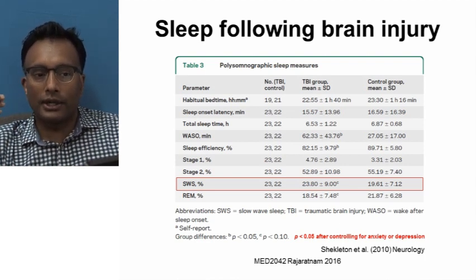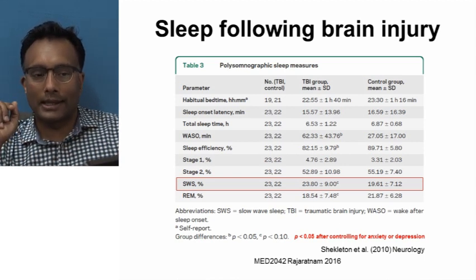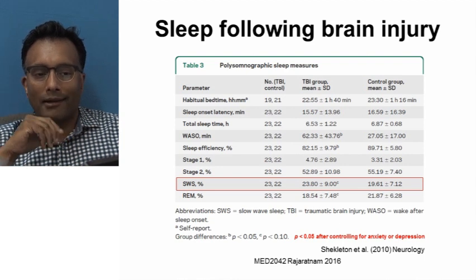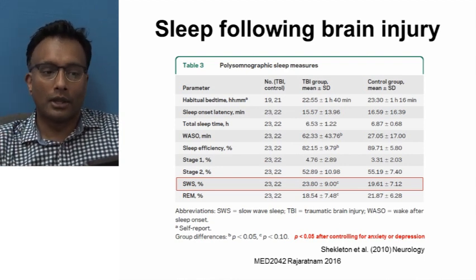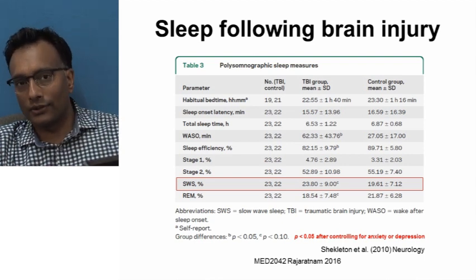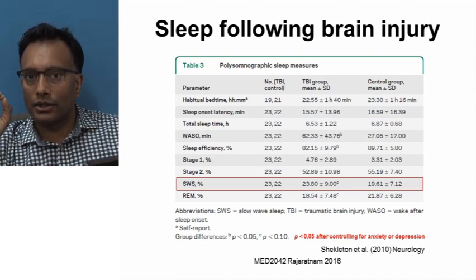So the vast majority of the patients that participate in this study would be motor vehicle accident patients. Now you can see all of the different sleep characteristics that we compared. And the one that I've highlighted, SWS, stands for slow wave sleep. I'm going to tell you a little bit more about slow wave sleep and how it's measured in a moment.